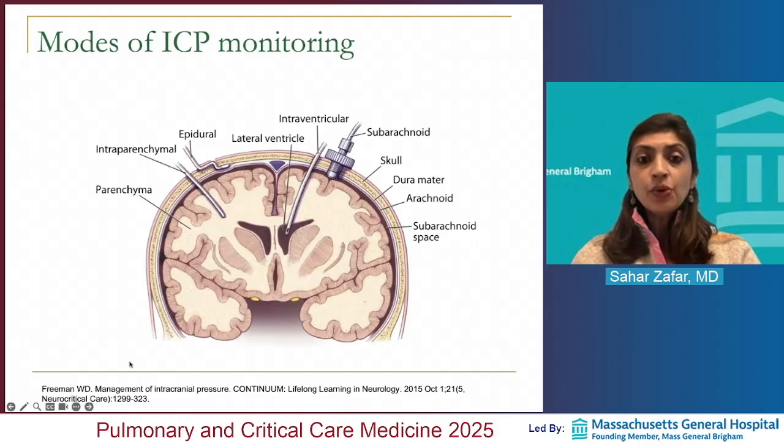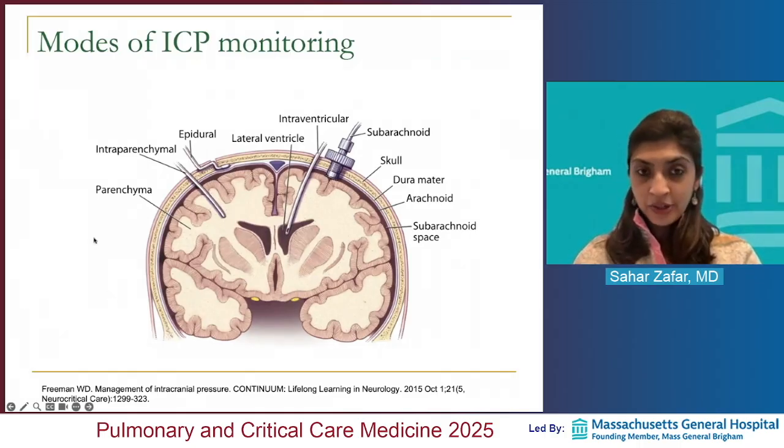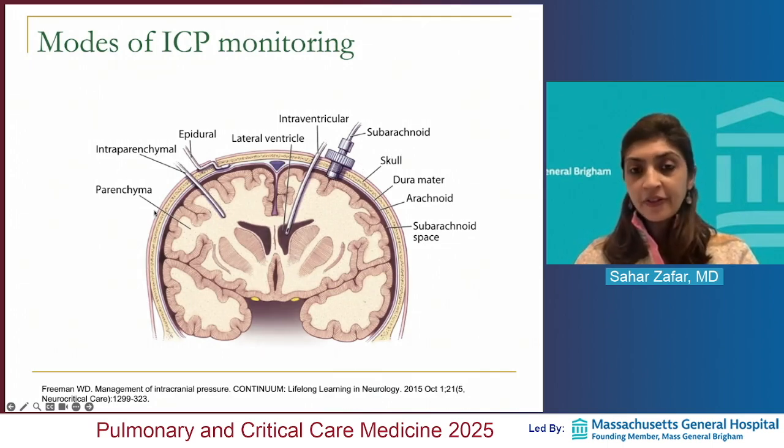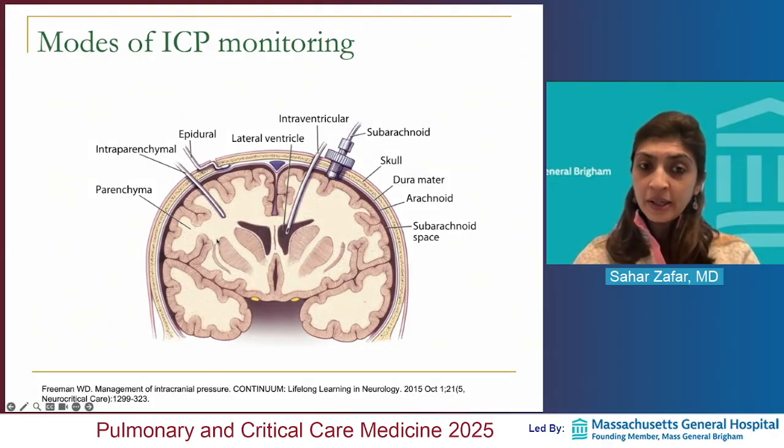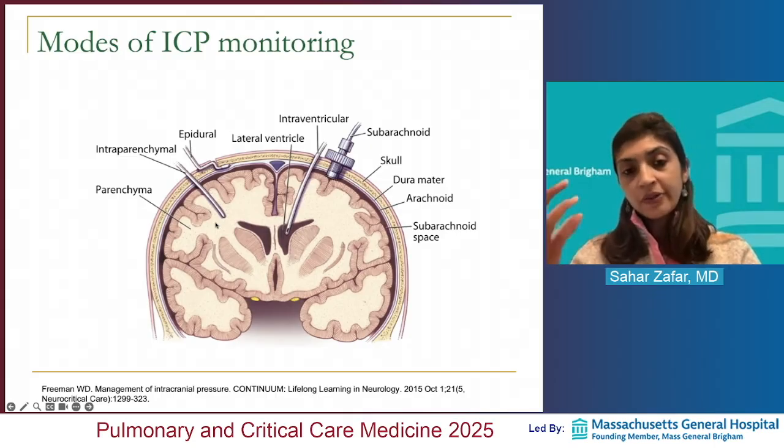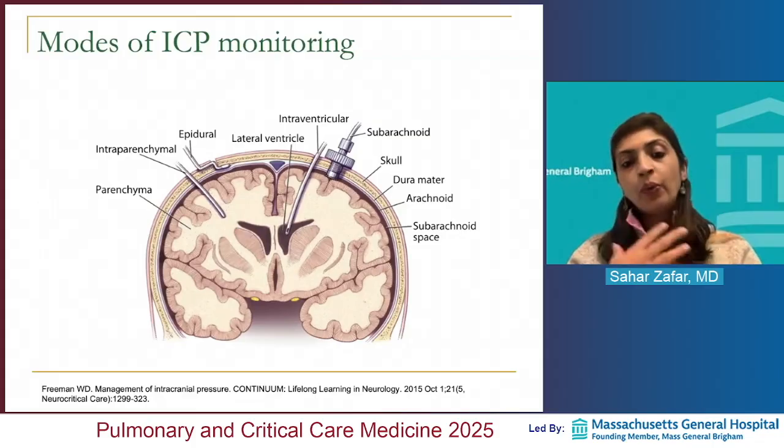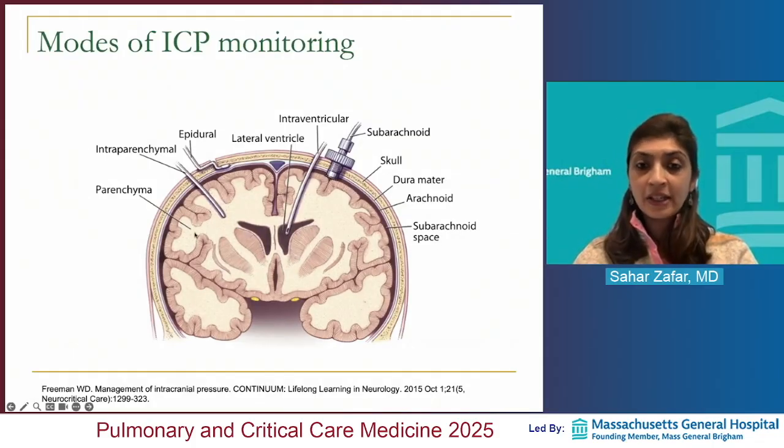So switching gears to modes of monitoring, you can see here that there are numerous ways to monitor intracranial pressure. There's parenchymal monitors, epidural monitors, intraventricular monitors, subarachnoid monitors. They can be placed in various different locations. The two most commonly used monitors are the intraparenchymal monitors that are placed into the parenchyma. Typical location is the right frontal lobe at a depth of about 2 centimeters. But we try our best to place these close to where the injury is, and if that's not possible, then it's the right frontal lobe.